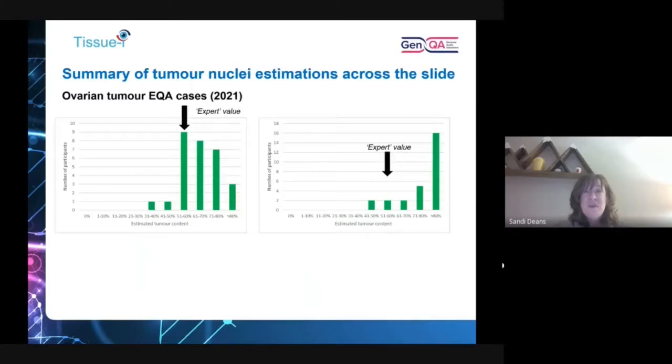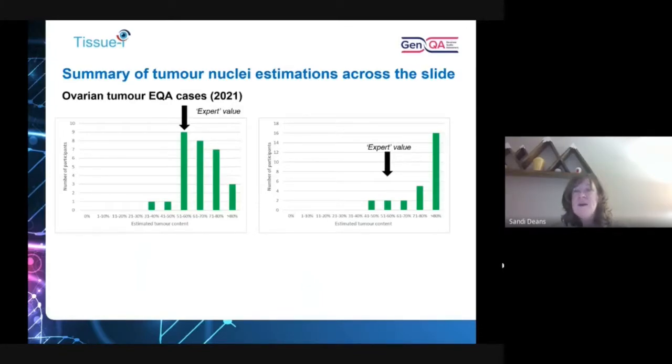These are two different cases that were supplied this year, as I say. The black arrows indicate the tumour content estimated by the expert panel. And you can see on the left-hand side here that the majority of participants also agreed that the tumour content was around the 50 to 60% mark. However, there is a huge range either side of this, predominantly with most participants estimating a higher tumour content.